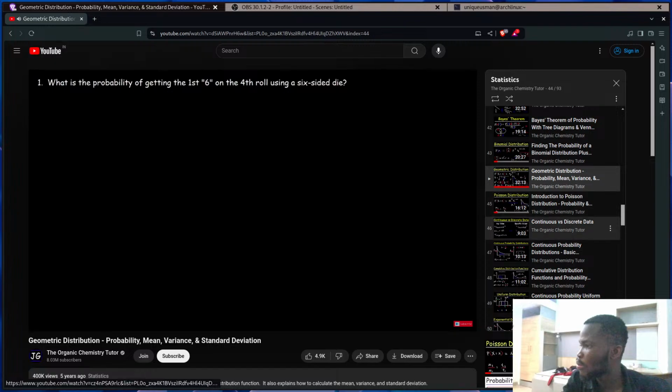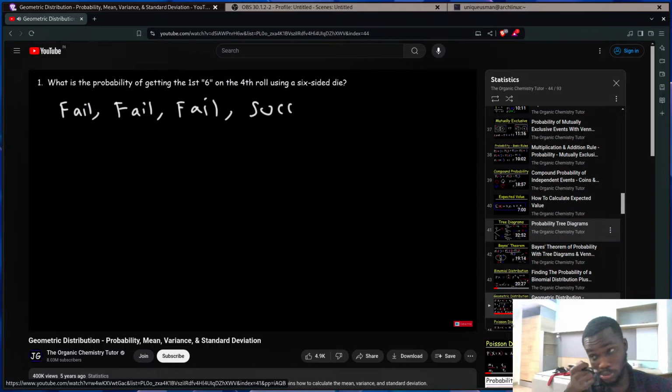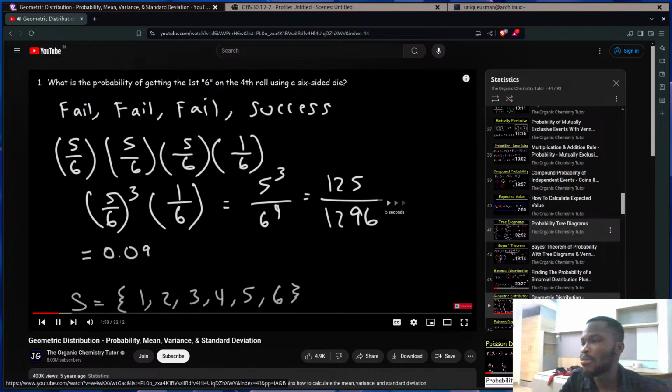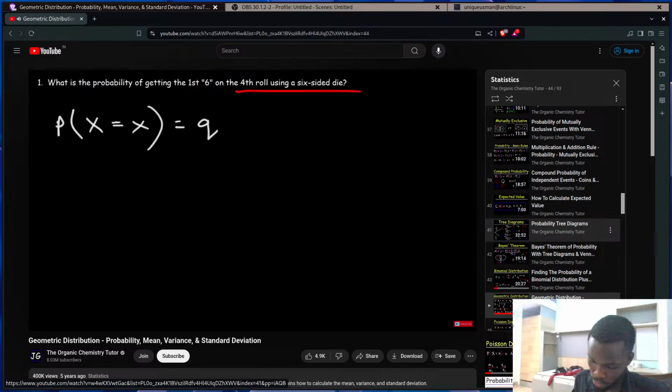This is a geometric distribution. You try to find the probability that a successful event will occur on the 4th try. So during the first roll, you're going to get a failed event. During the second roll, it's another fail. But during the 4th try, you're going to get a successful event. This is going to equal q raised to the x minus 1 times p.